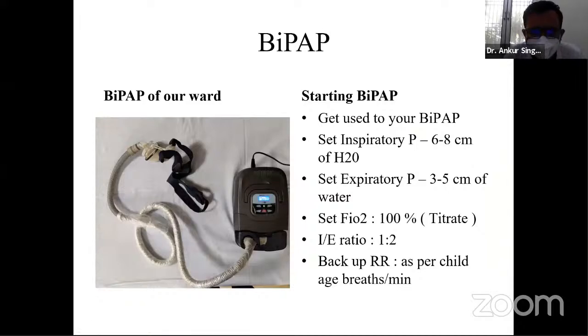So this is a BiPAP which is present in our ward. First, you have to connect your respiratory support machine. The rule of thumb is that we always start with low pressure. Then we will increase the pressure according to our tidal volumes. Inspiratory pressure we will keep around 6 to 8 centimeters, and we set the expiratory pressure. We can titrate our FiO2, we can go from low to high or high to low. I ratio 1:2 and backup respiratory rate. So this is a BiPAP.